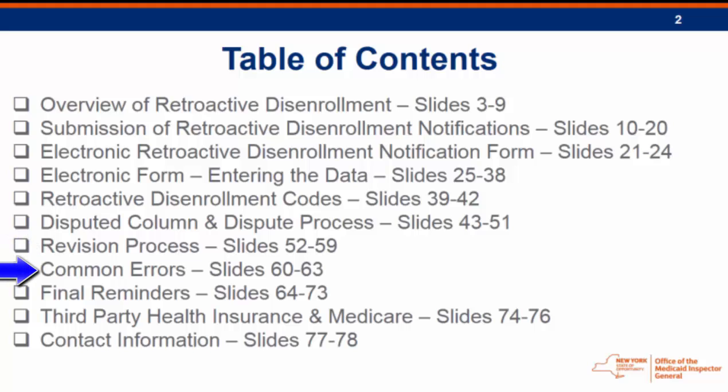Common errors, slides 60 through 63. Goes over errors commonly made in submitting retroactive disenrollment notifications. Final reminders, slides 64 through 73. A few final reminders related to this process. Third-party health insurance and Medicare, slides 74 through 76. This describes the role of third-party health insurance and Medicare as it relates to retroactive disenrollment. Contact information, slides 77 and 78. How to get in touch with individuals at OMIG to assist you with any questions you might have about this process.